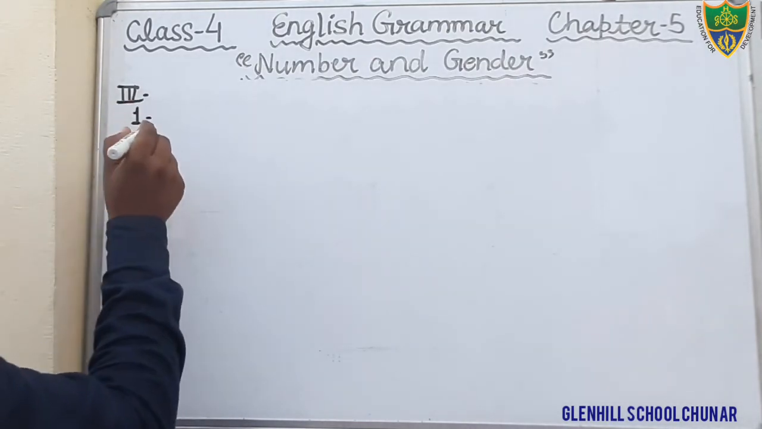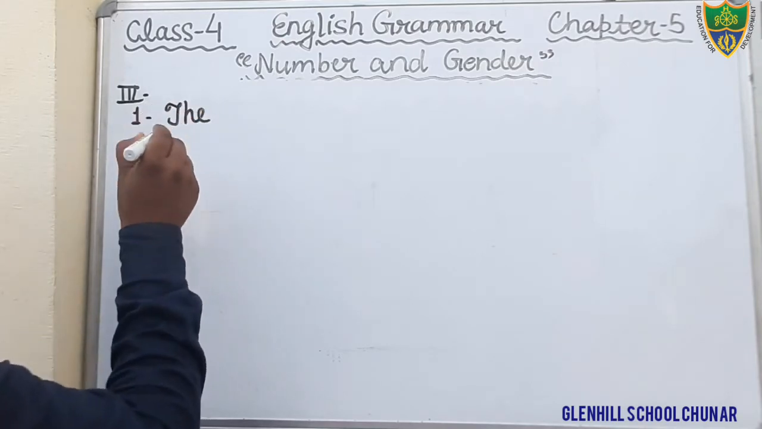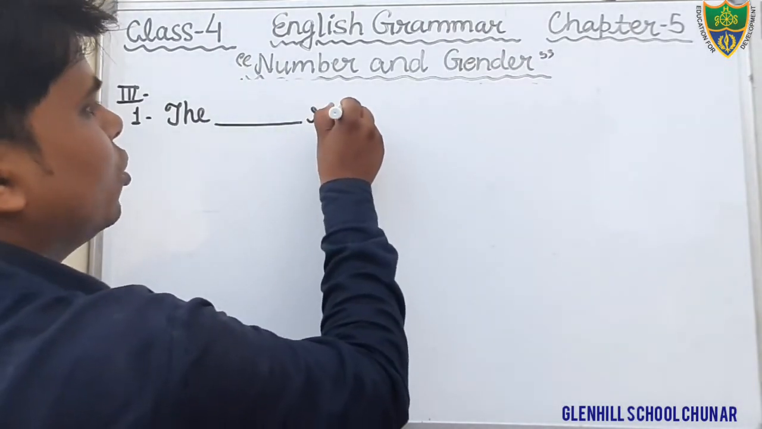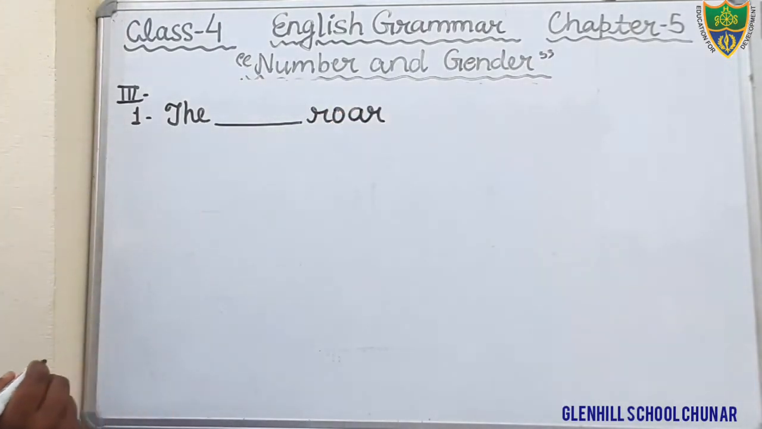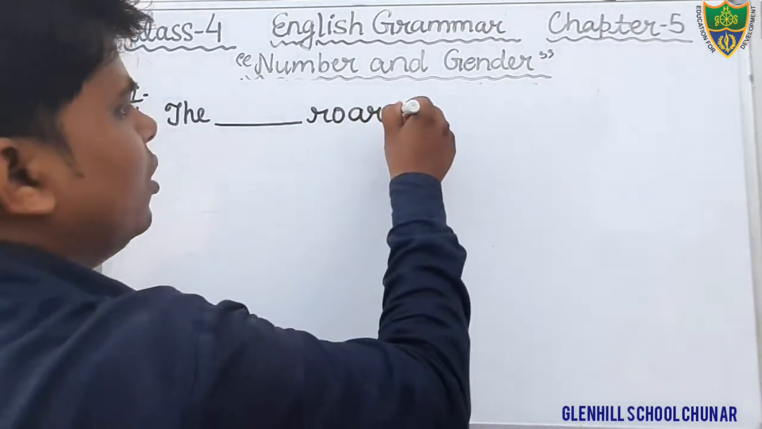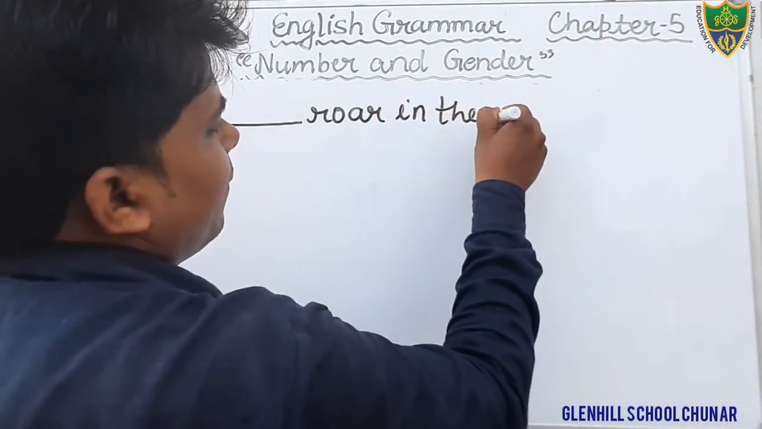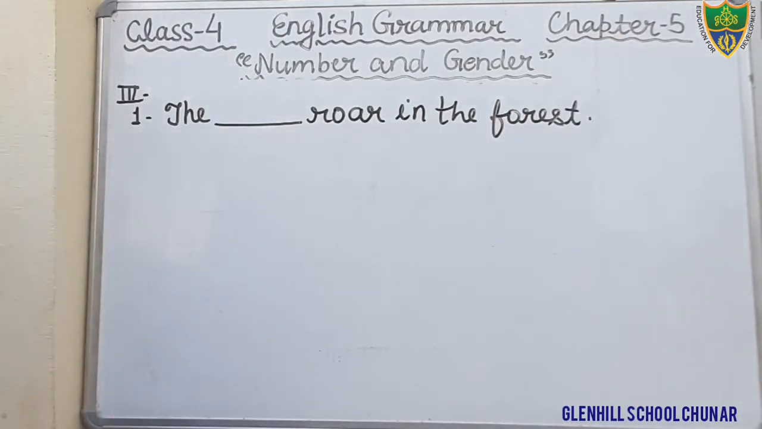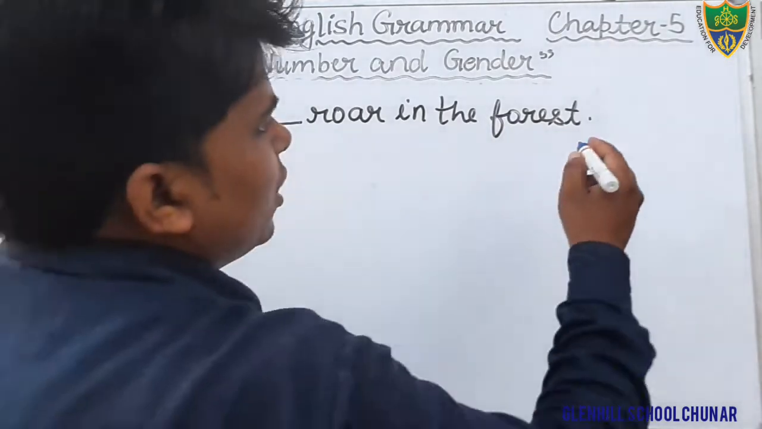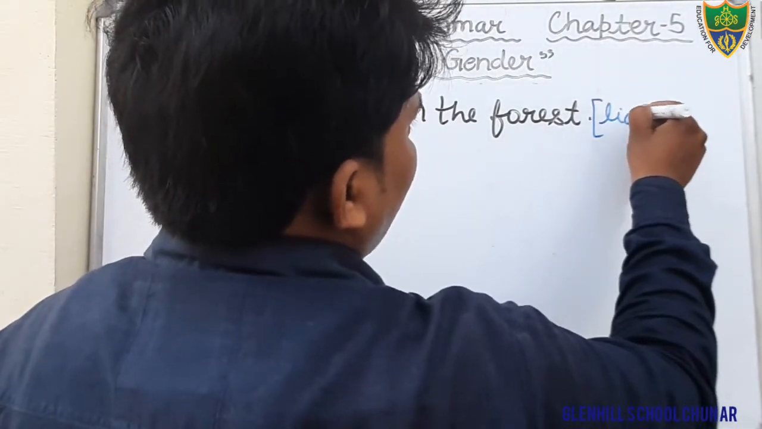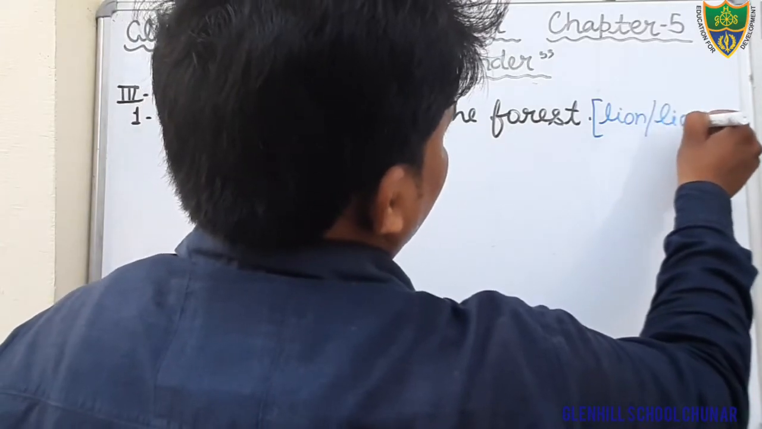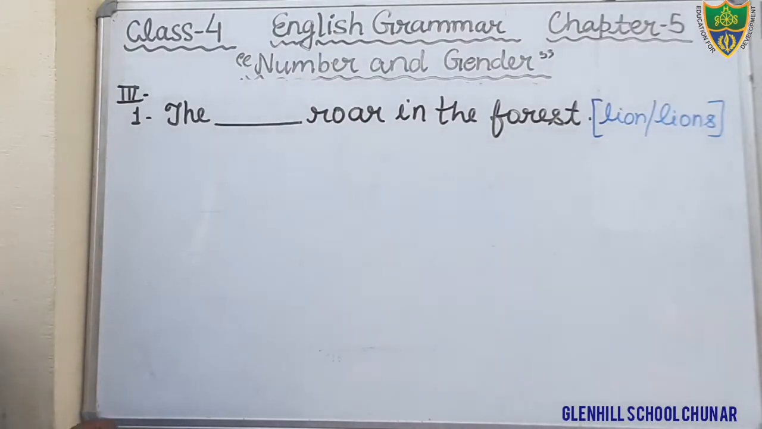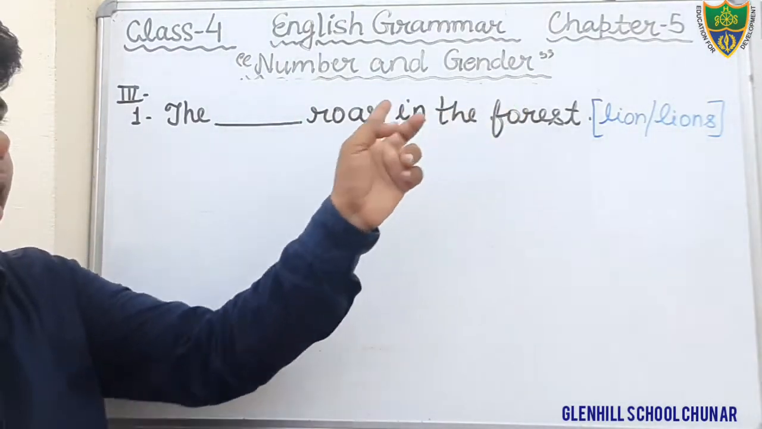Okay, first question: the blank is given here. Roar in the forest. Roar is the sound of a lion. And a helping box is also given here: lion and lions. The first one is given in singular and the other is given in plural. So you have to fill in the suitable word from the brackets.